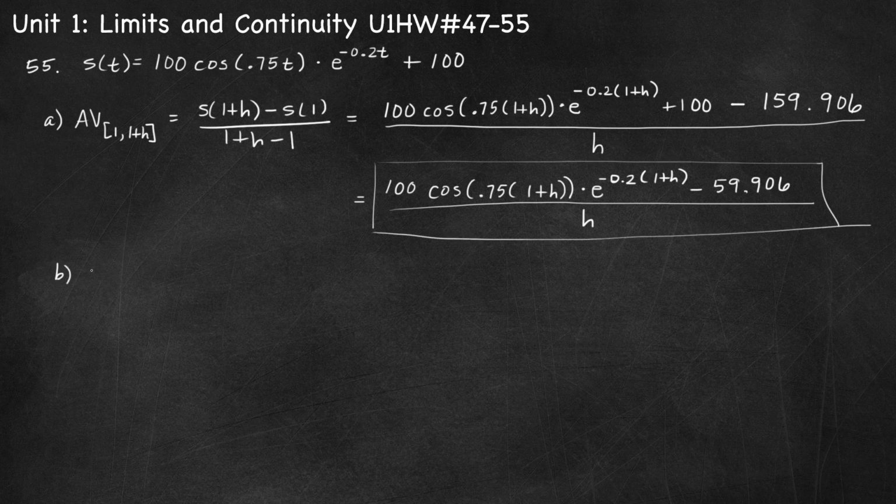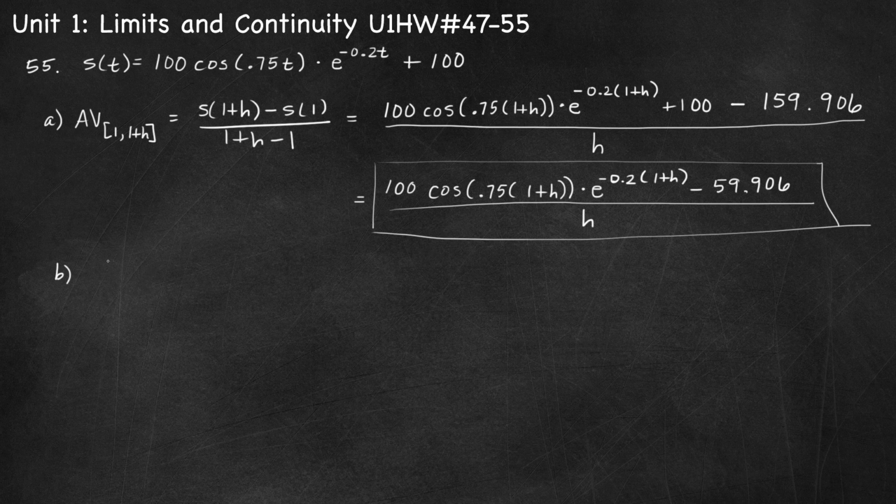For part B, we're asked to use technology to estimate the value of this limit as h approaches 0. Substitution isn't going to work because substitution would cause me to divide by 0 here. So using my calculator, I'm just going to input a number that's close to 0. Let's try 0.0001.